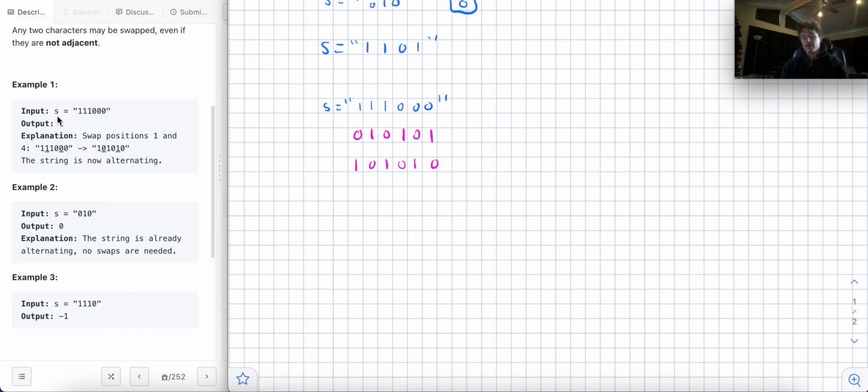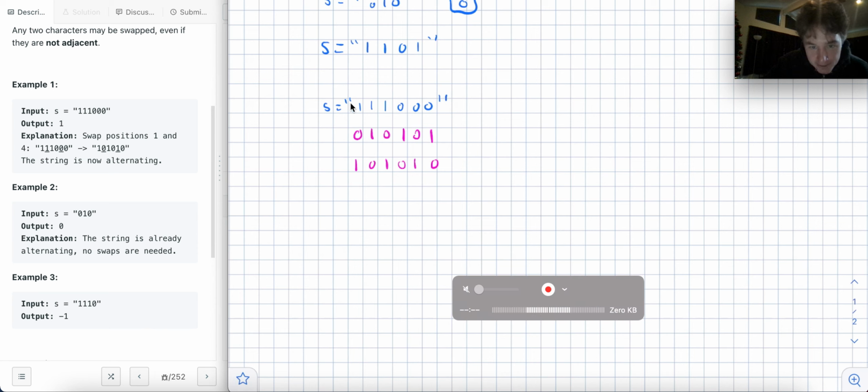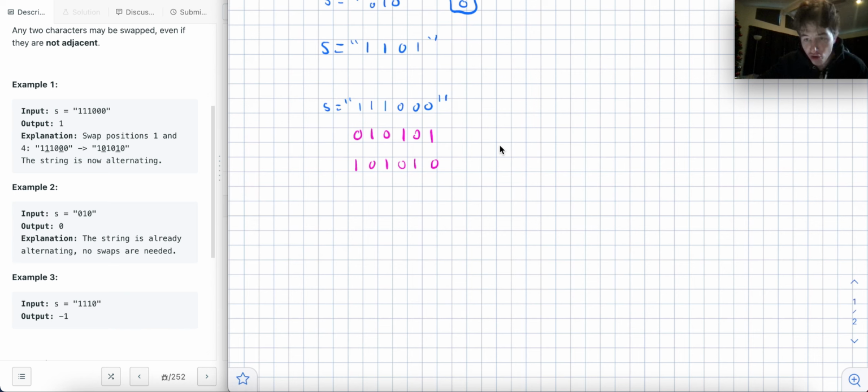So I don't need to think about what swaps with what. I just need to think about, okay, how can I turn this string into one of these two strings? Is that possible? And if it's possible, which one is possible? Is the other one possible? Are they both possible? And which one would result in fewer swaps?